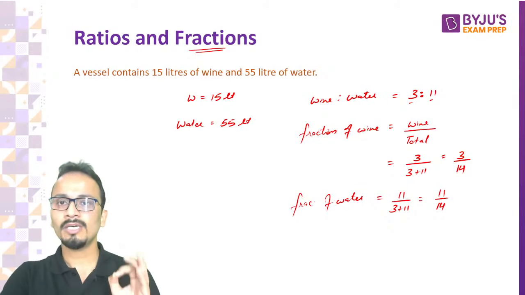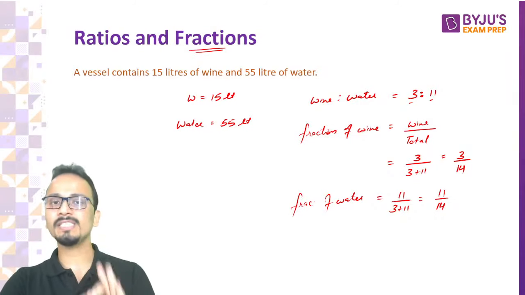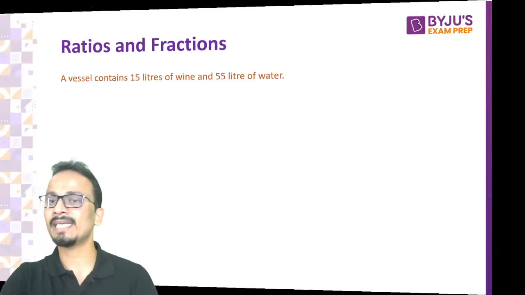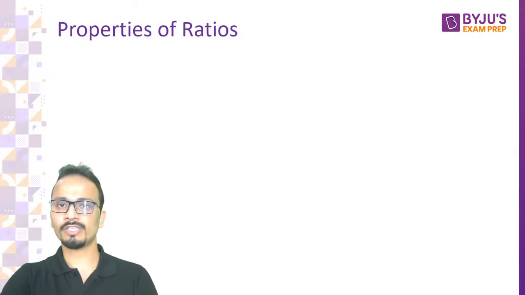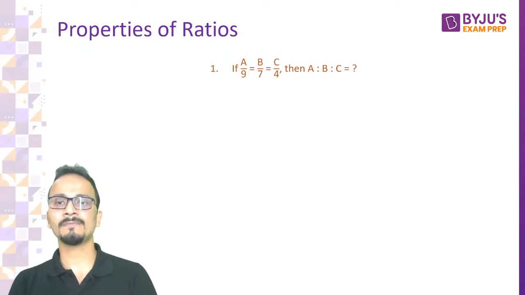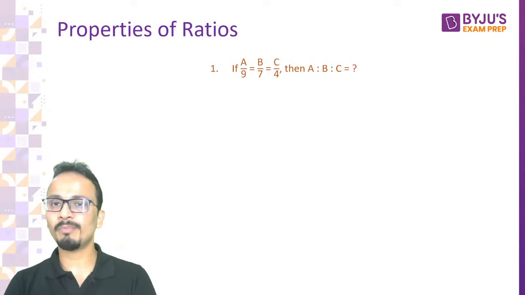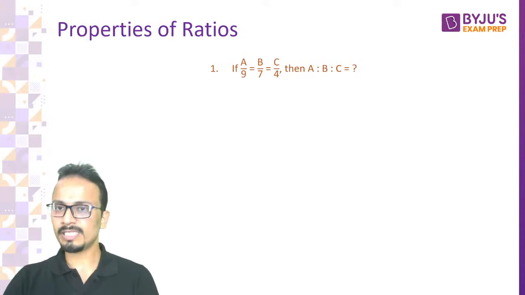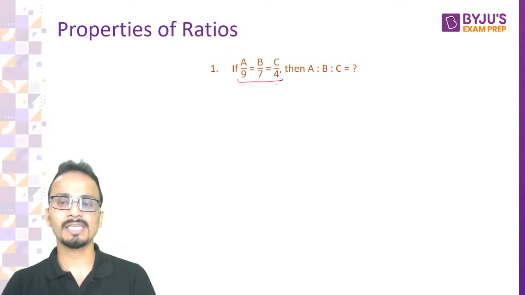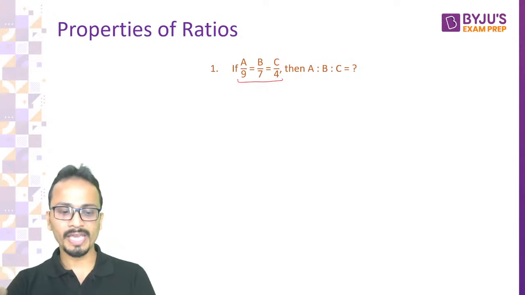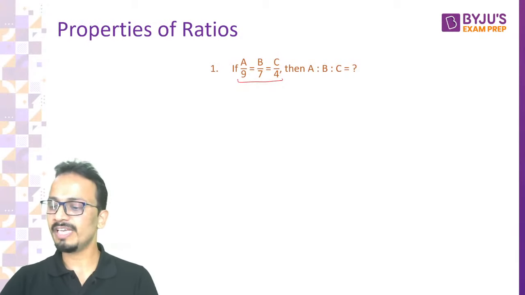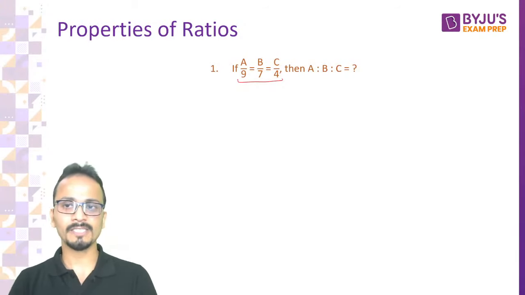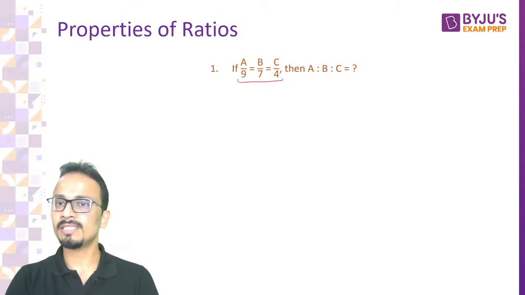Now let's have a look at some of the properties related to ratios, which will help you directly in questions. First of all, if you are given that a upon 9 equals b upon 7, which is equal to c upon 4, this type of information is given to us in the question. Now using this, we require the ratio of A, B and C. So how will we get it? I'll give you 5 seconds. You may write the ratio of A, B and C, if A upon 9 is equal to B upon 7 is equal to C upon 4.